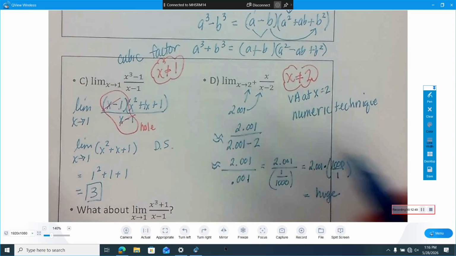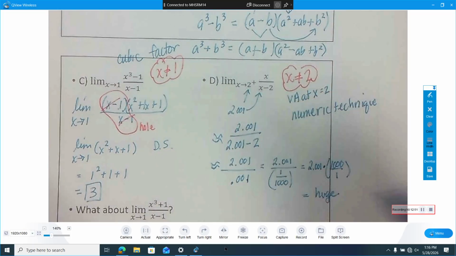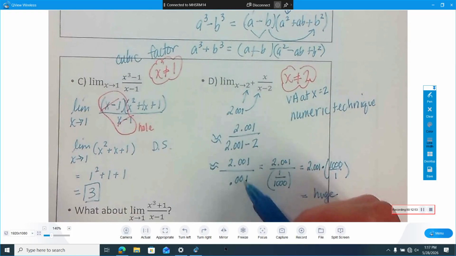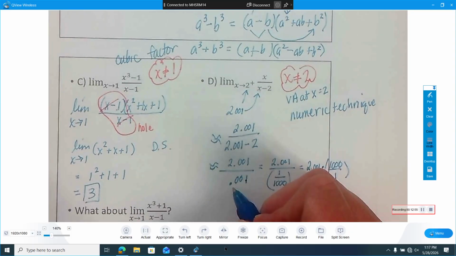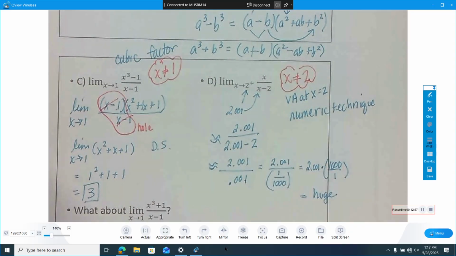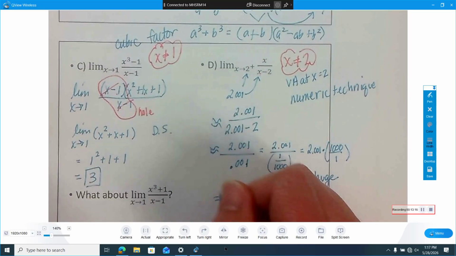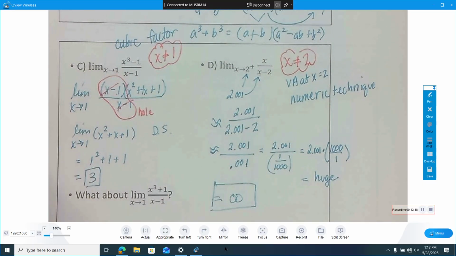And I could try a different number. I could have done 2.0001. But again, when we're dividing by something super tiny, it makes our number huge. And this is the math where we flip the fraction. So dividing by a decimal makes our fraction very, very huge. So this limit is going to go to a positive huge number, or infinity here. Okay?